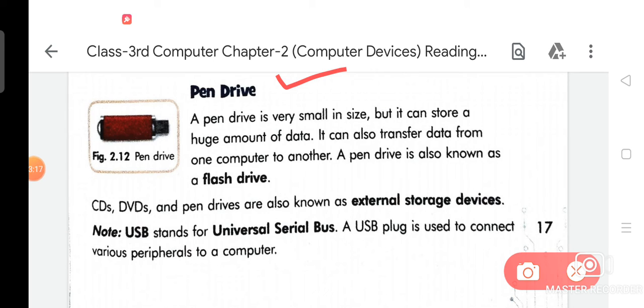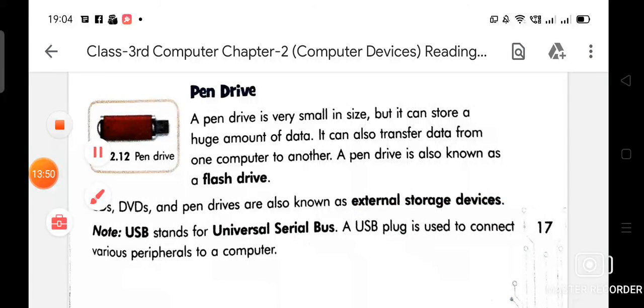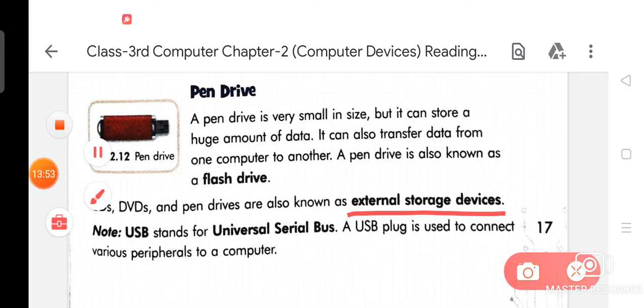Now we are going to read about pen drive. A pen drive is very small in size, but it can store a huge amount of data. It can also transfer data from one computer to another. A pen drive is also known as a flash drive. As you know very well, these devices are easy to carry due to their small size. So dear students, CDs, DVDs and pen drives are also known as external storage devices.